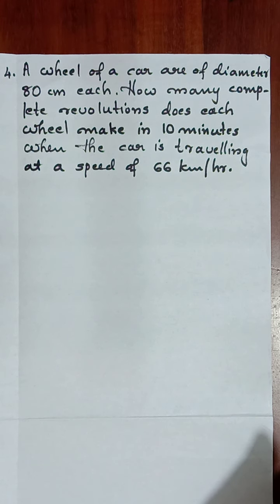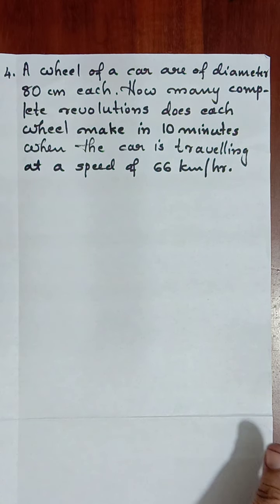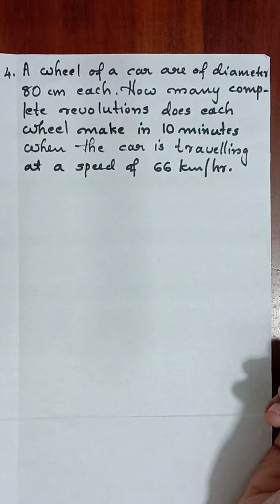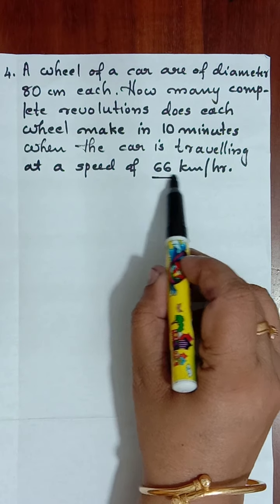This is the 4th question, the last question of today's session. Let us see what it is. The wheels of a car are of diameter 80 centimeter each. How many complete revolutions does each wheel make in 10 minutes when the car is traveling at a speed of 66 km per hour? Car speed is given as 66 km per hour.